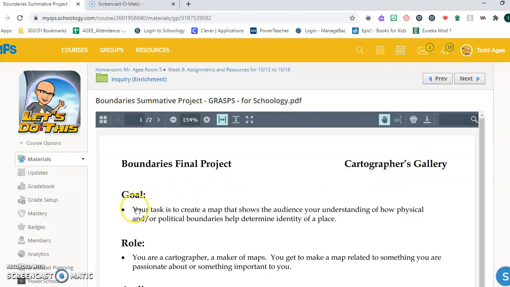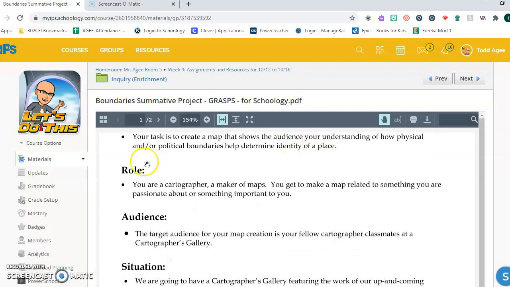Your goal is that your task is to create a map that shows the audience your understanding of how physical and or political boundaries help determine identity of a place. So big idea, you're creating a map. Your role is you're a cartographer, a maker of maps.